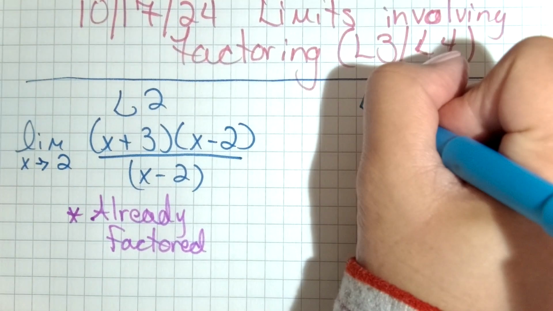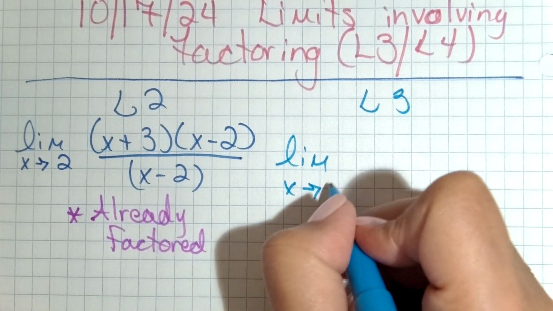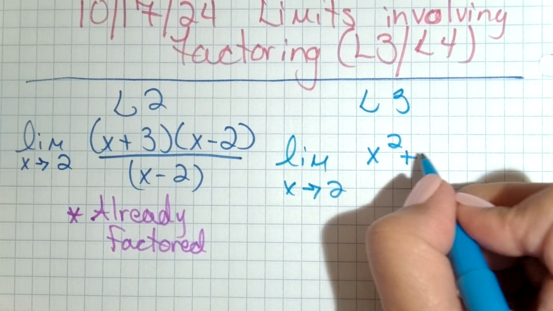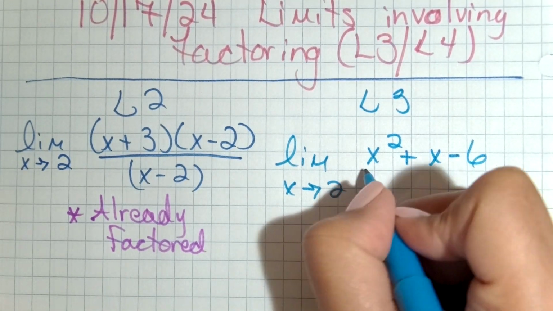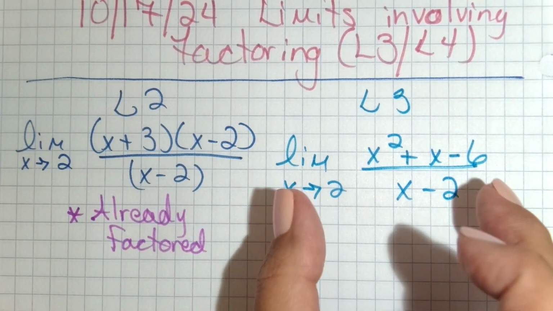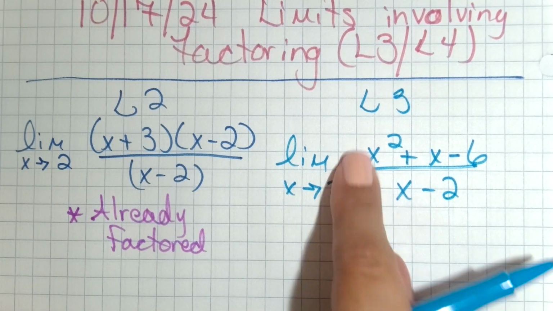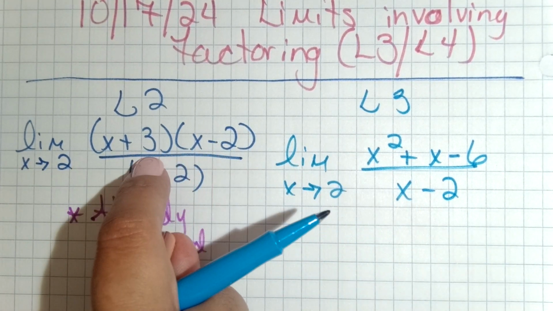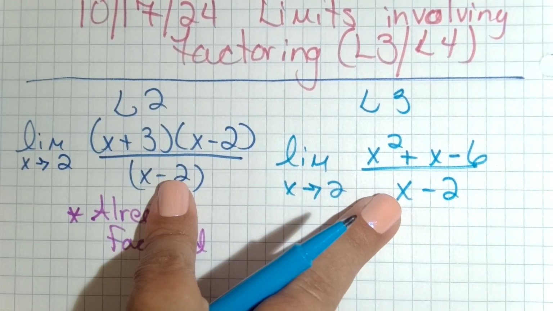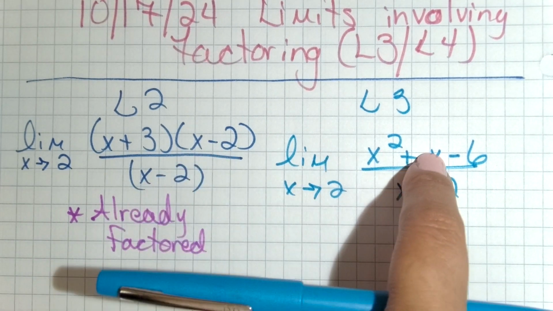For level 3, we instead get the limit as x approaches 2 of x squared plus x minus 6 all over x minus 2. So this level 3 needs to be factored. This level 3 is just this level 2. These two are the exact same problem. This is just factored already, this is not.